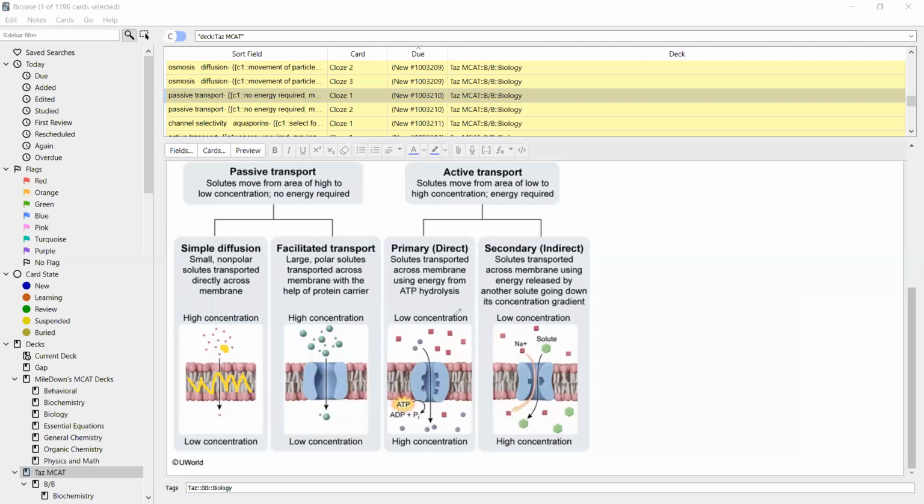Normally, all molecules go from high concentration to low concentration. We call that a concentration gradient, right? But if we go the opposite way, from low concentration to high concentration, then it's going to require energy to do that.